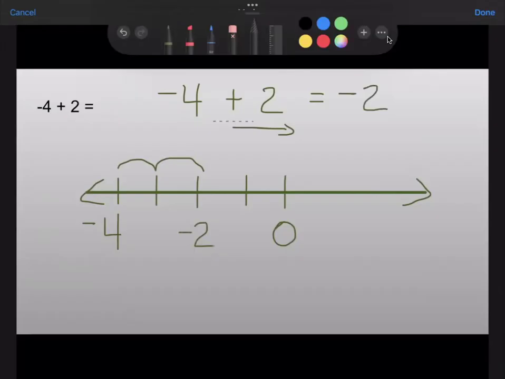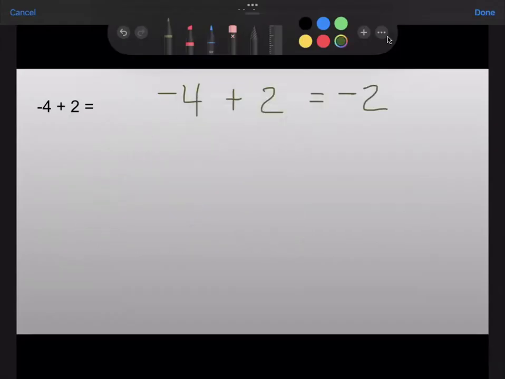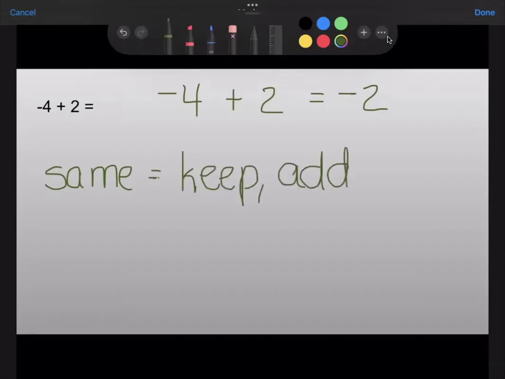The other way is to use the rules of adding integers. And what those rules are is if you are adding integers and they have the same sign, so that means either 2 positives or 2 negatives, what you do is you keep that sign, whatever it is, and then you add the numbers together. So for example, if I had -4 plus -2, I would keep that negative sign, and then I would add the 4 and the 2 together to get 6. So that's going to end up being -6. So same sign is to keep and add.